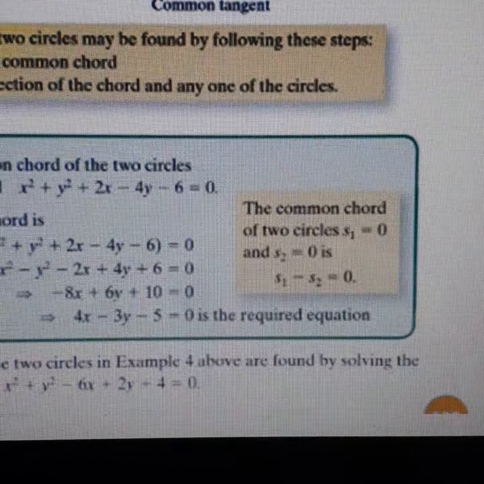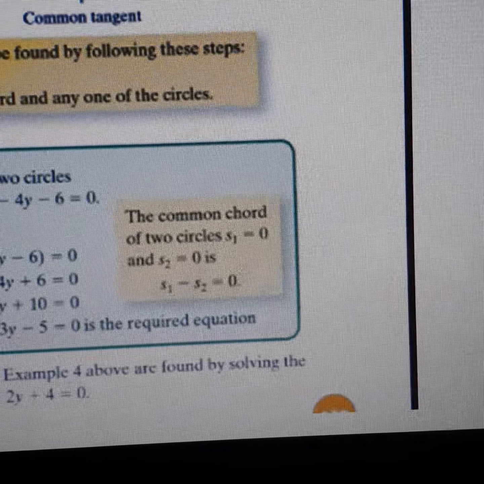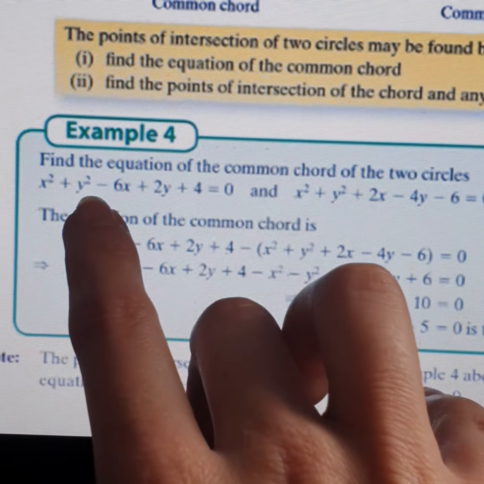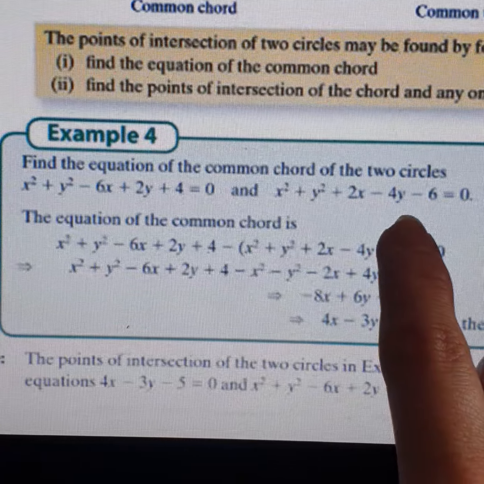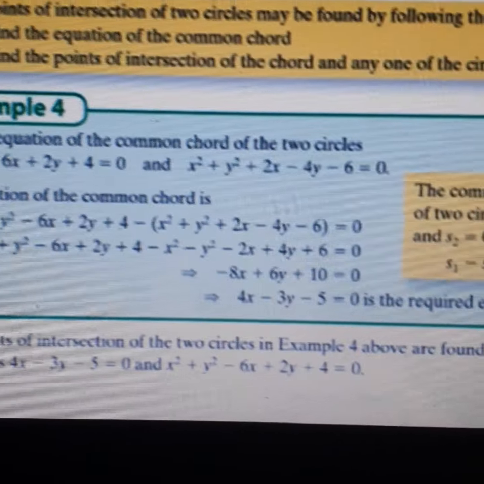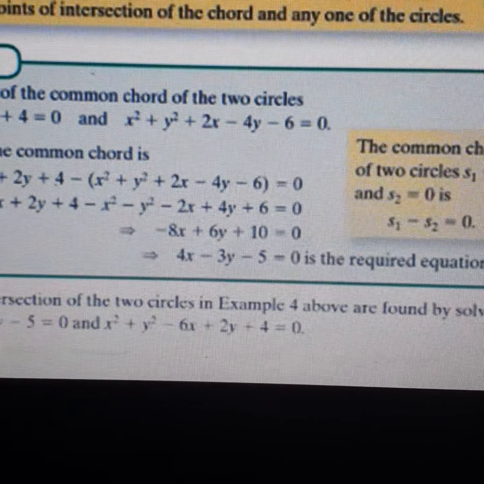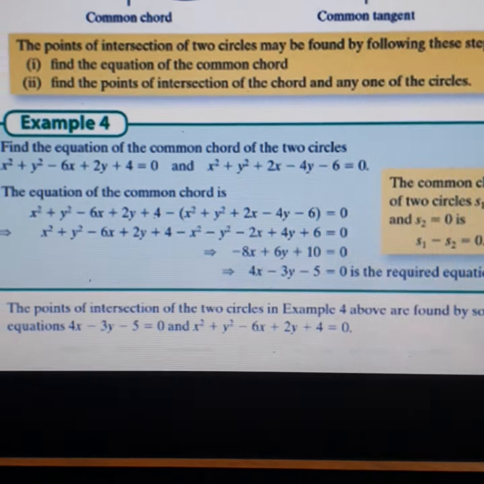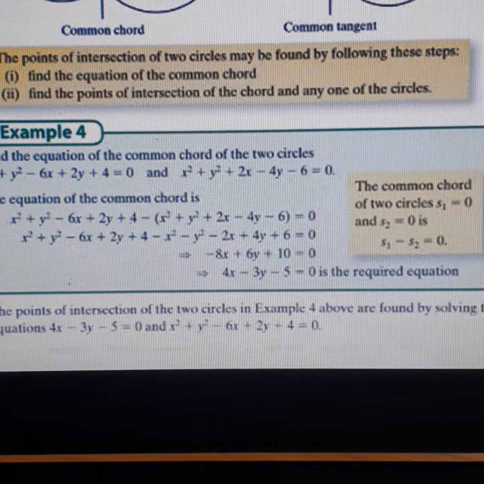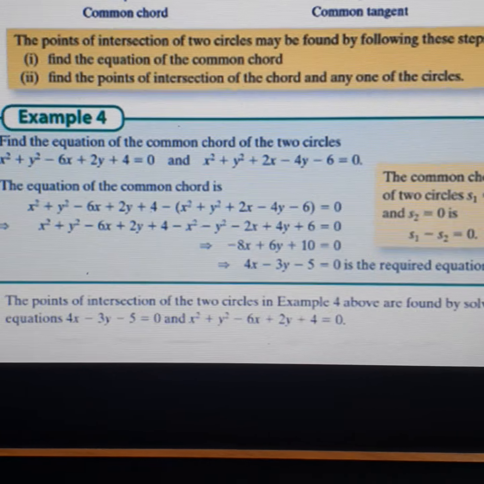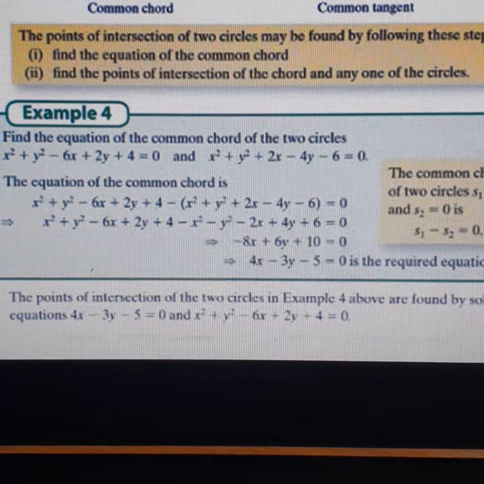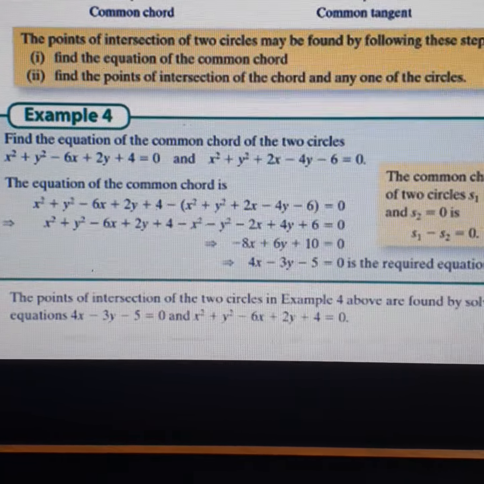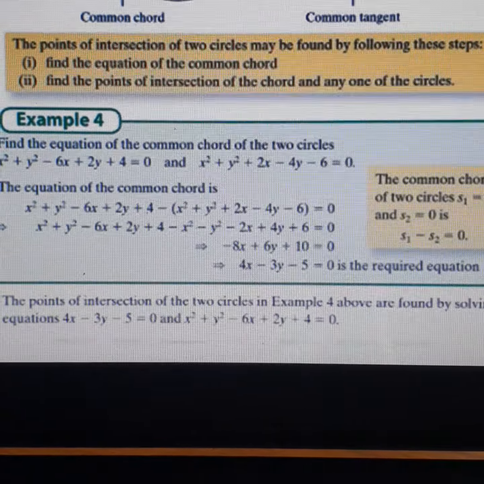The common chord of two circles, S1 equals 0 and S2 equals 0, we'd have S1 minus S2. So let's call this S1, circle 1, and let's call this S2, circle 2, and take that away. So we get the equation to be 4x minus 3y minus 5 equals 0, which is the required equation. So the points of intersection of the two circles, example 4 above, are found by solving the equations 4x minus 3y minus 5 and x squared plus y squared minus 6x plus 2y plus 4 equals 0.